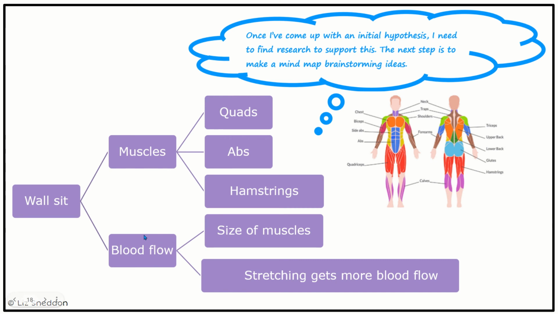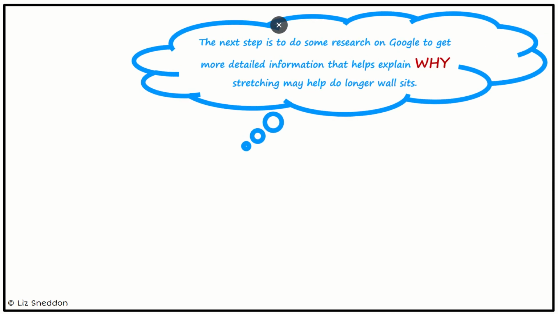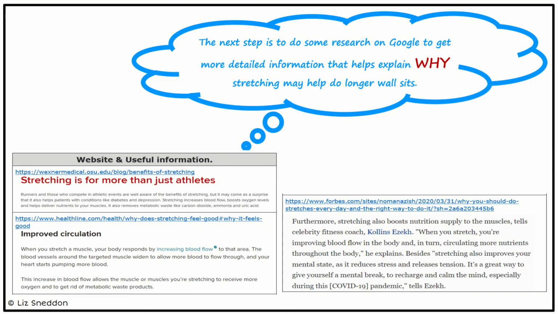But I can also look at the blood flow to the muscle, how big your muscles are, and does stretching get more blood flow, and so on. So I'm just doing a bit of a brainstorm of ideas to get me started. Then I went to Google and did some research to explain why, using some of those ideas I just came up with. I found 3 different websites and articles that I thought were more trustworthy that had some useful information. I've kept a note of the website itself, and I've kept a note of some particular pieces of information that it might be useful for me to write up about. So that's what I've got there.